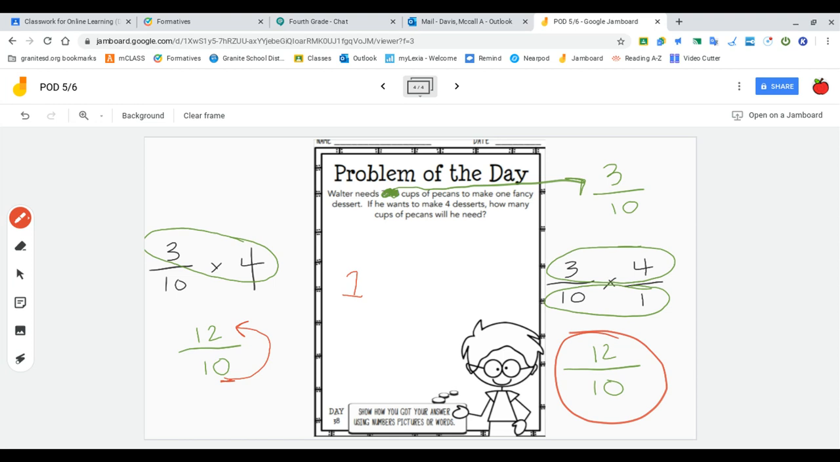And then I'm going to think about my remainder, or what's left over. So I got to 10, and I need to get to 12. So the difference between 10 and 12 is 2. So that becomes my numerator, and my denominator stays the same. So I have 1 and 2/10. I'm done, right? Wrong.